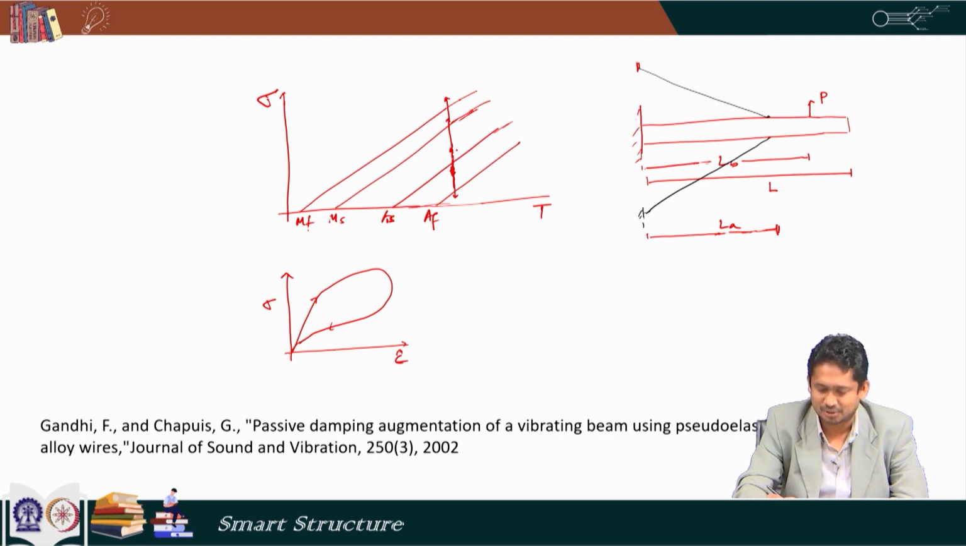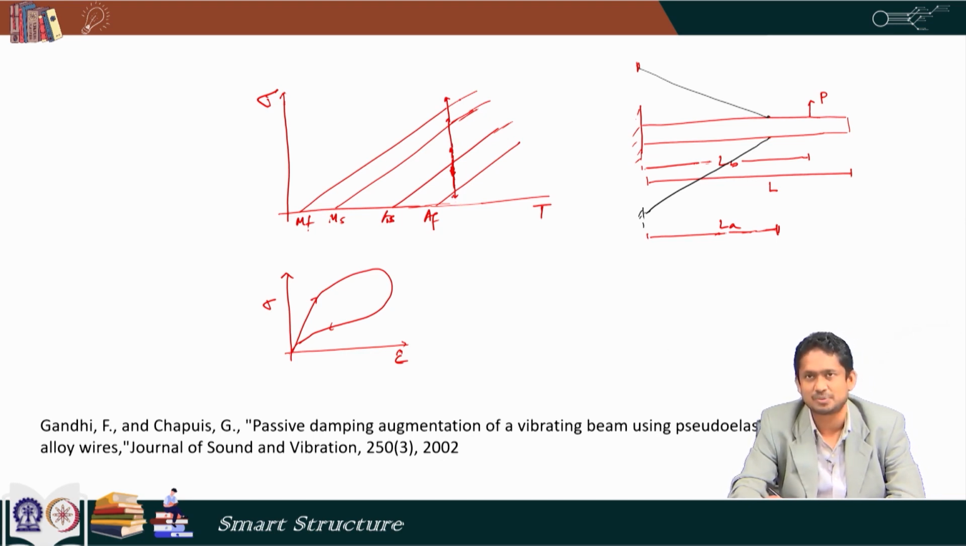However, if the compression is not so high, if the pre-stress and the beam deformation is such that it barely touches this line or just shoots a little bit down, in that case we do not bother about the phase transformation due to compression, otherwise we have to take care of that into account. So, that is the entire mechanism of damping augmentation by these shape memory alloy wires.